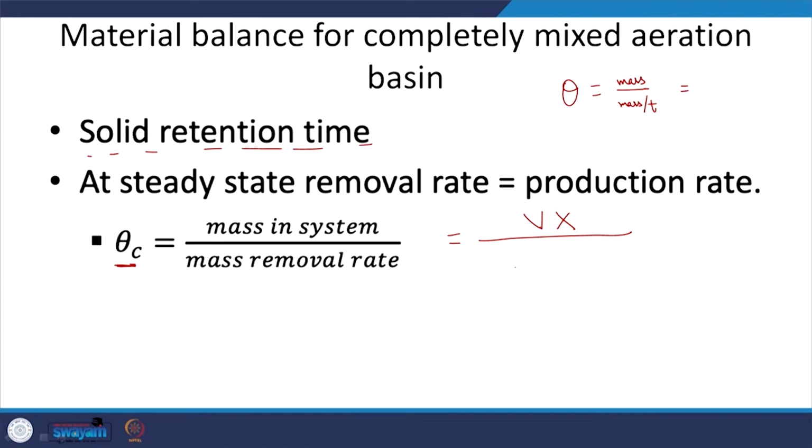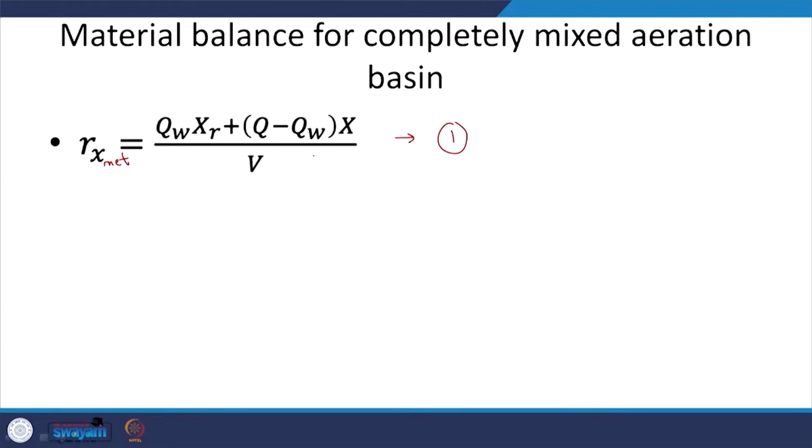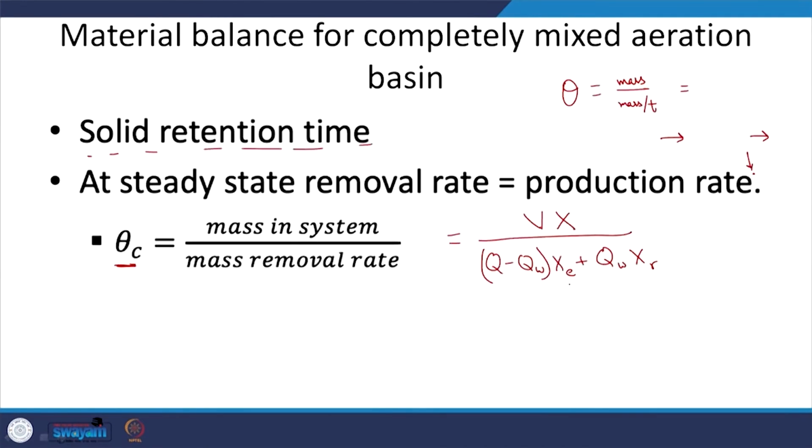How is it being removed? I know that mass is coming in, X is coming in via the influent, X is going out via the effluent and some via the wastage. So, it is Q minus Qw into X effluent plus what else, how is it leaving the system? By Qw into XR, right. So, that is what I have out there, is not it. So, you can look at what I have out here, Rx net is this, and we have theta c to be this.